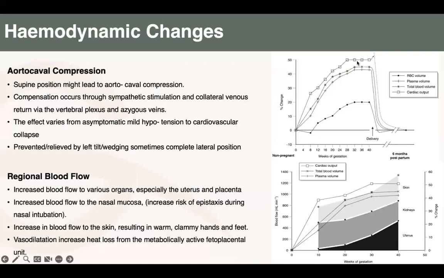So pertaining to these hemodynamic changes, we are going to see things like aortocaval compression, or compression of the aorta and vena cava. This commonly happens when a patient is lying supine. When they're lying supine, the major vessels, aorta and vena cava, are sandwiched between a gravid uterus and a rigid spine. So there's a chance of compression that blocks the supply to other organs, and also blocks the supply to the heart, commonly known as venous return.